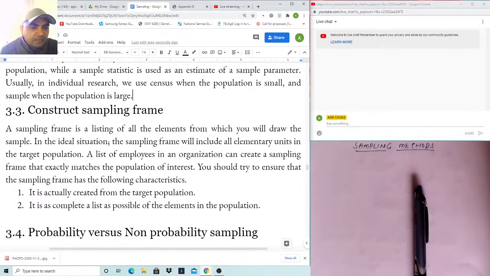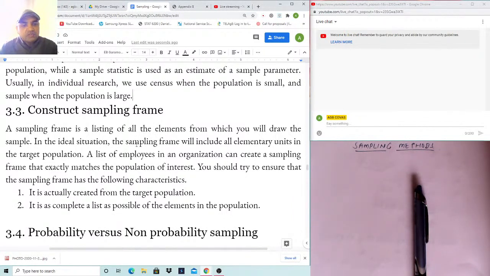A sampling frame is a listing of all the elements from which you will draw the sample, right? That is, all the people from whom you are going to collect the sample, you have to define and make a list. And that list is known as your sampling frame.